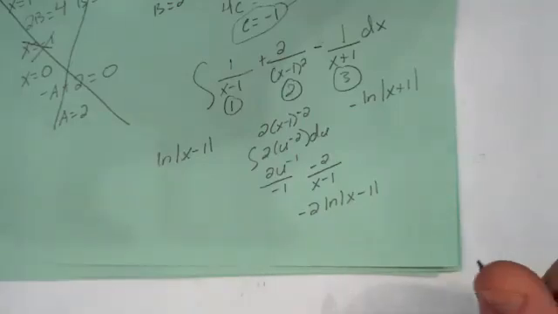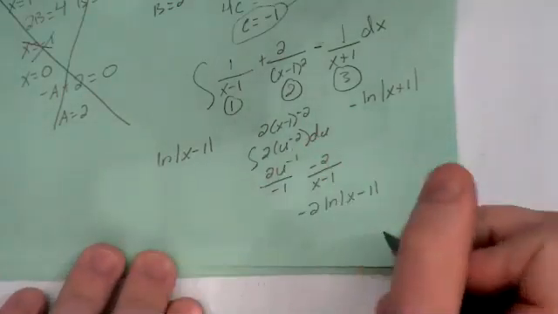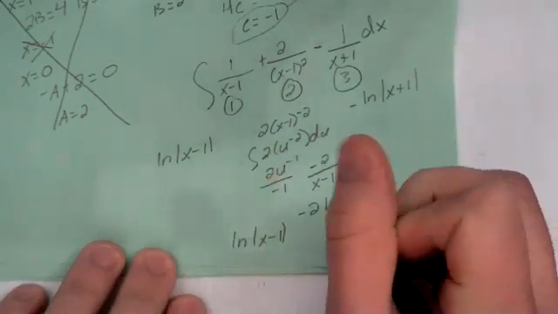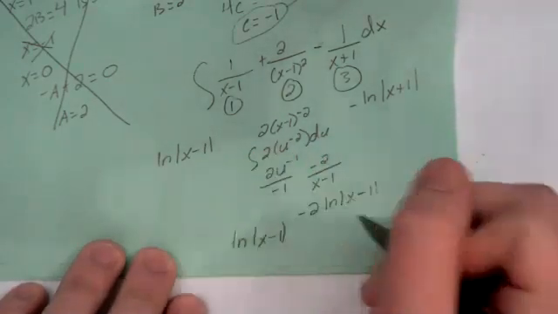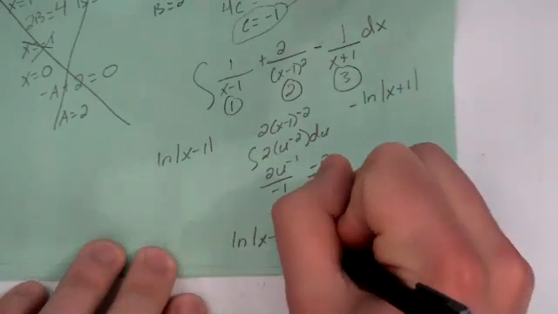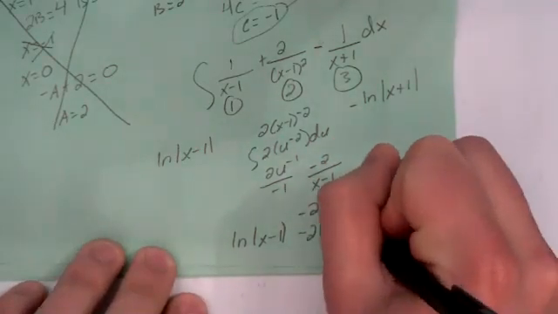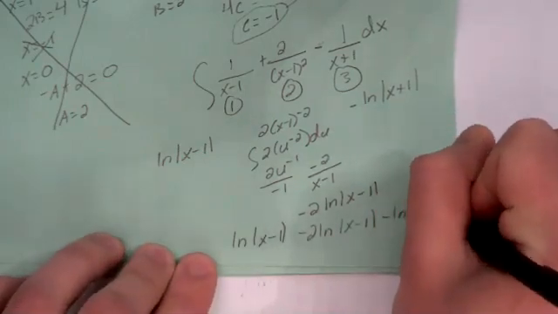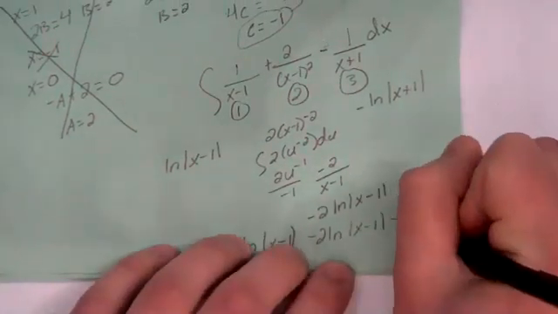Okay. So the final answer is the natural log of the absolute value of x minus 1, minus 2 over x minus 1, minus the natural log of the absolute value of x plus 1, plus c.